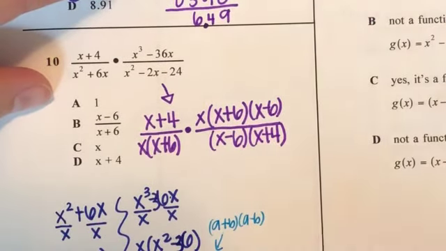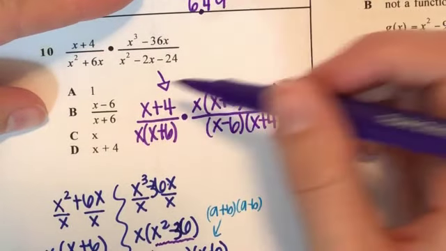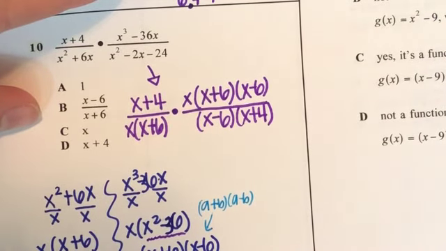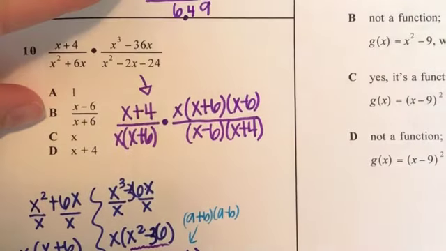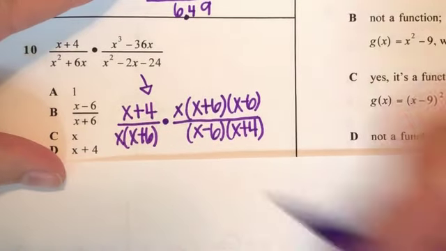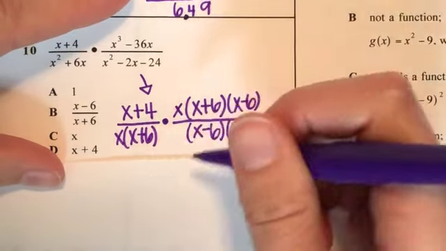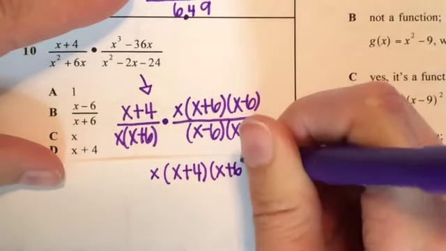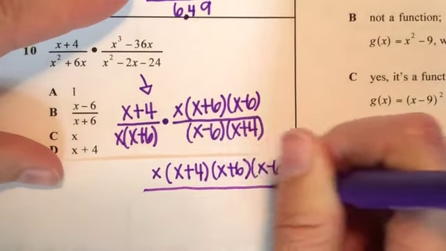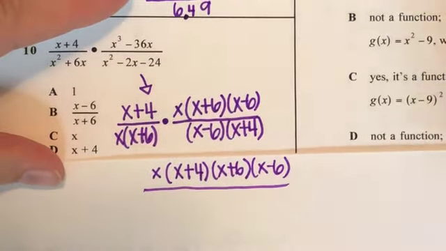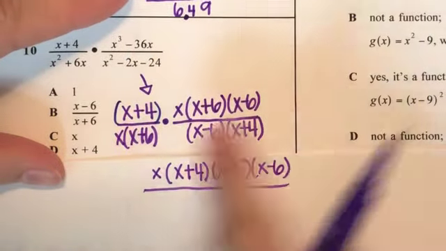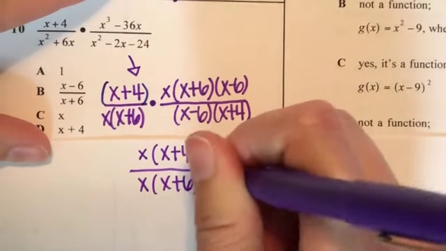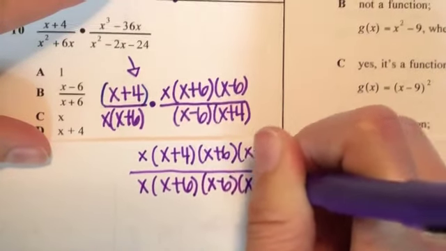So now I'm going to start canceling. If I were to multiply these across, which I guess I could do for you guys, let me just get a different sheet of paper. If you were to multiply all of this across, it would be x times x plus 4 times x plus 6 times x minus 6. So that's just across the top, and I added in some parentheses around this. So across the top, this is what I would have, and then across the bottom, if I multiplied everything across, this is what I would have.